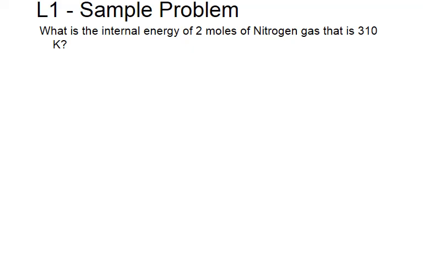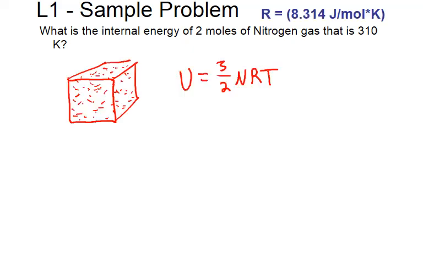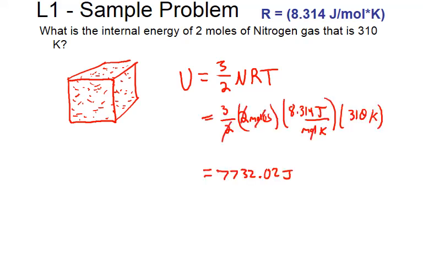So let's take a look at this for L1. What is the internal energy of 2 moles of nitrogen gas at 310 Kelvin? Go ahead and pause the clip and give this a try, and when you're ready to check, you can hit play to continue. Okay, so here's our gas, 3/2 nRT, and we have our values there. 7,732.02 joules is the total amount of internal energy in these 2 moles of gas, at 310 Kelvin.